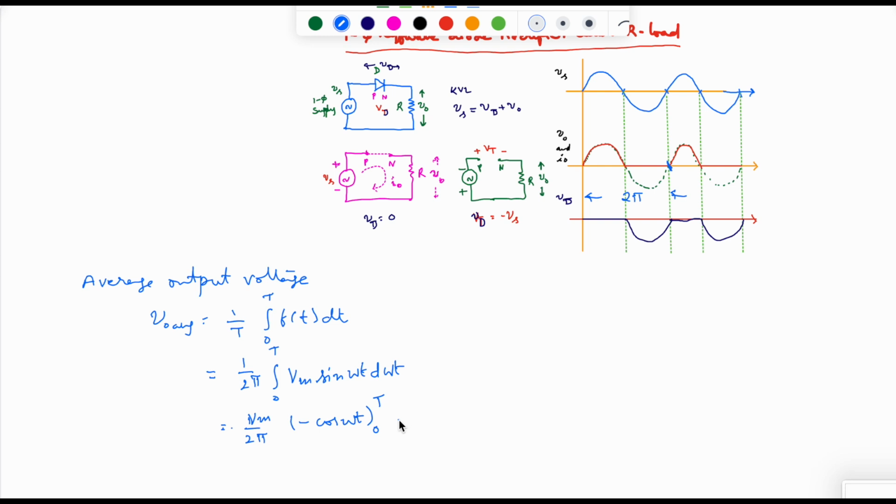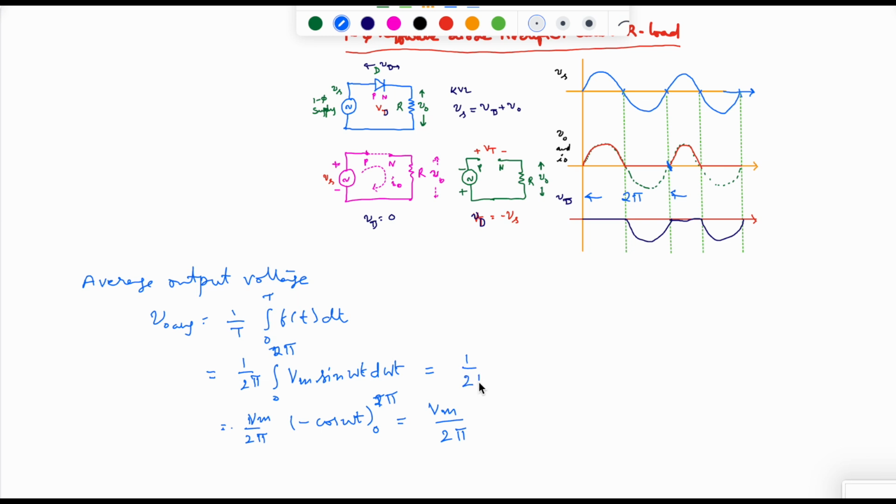So which is equal to Vm by 2 pi. Yeah, here T is 2 pi. So let me write 2 pi only. So this is also 2 pi. So if you see 0 to 2 pi, we have two things. Okay, here only I can separate them. So before coming to this step, let me separate this one.